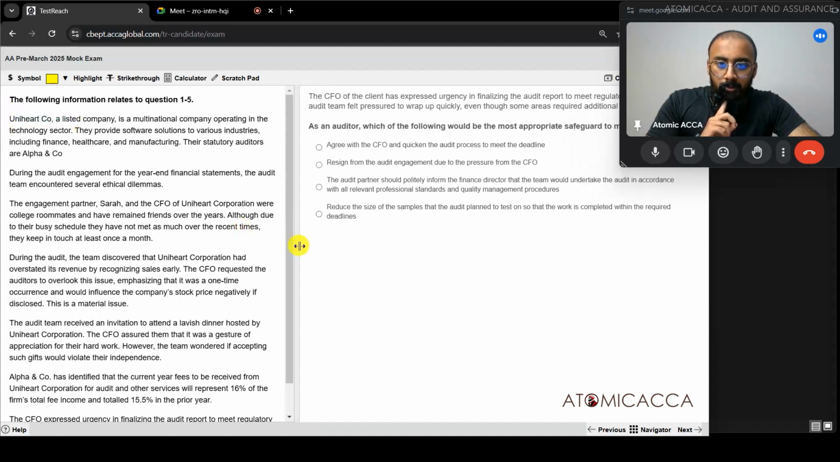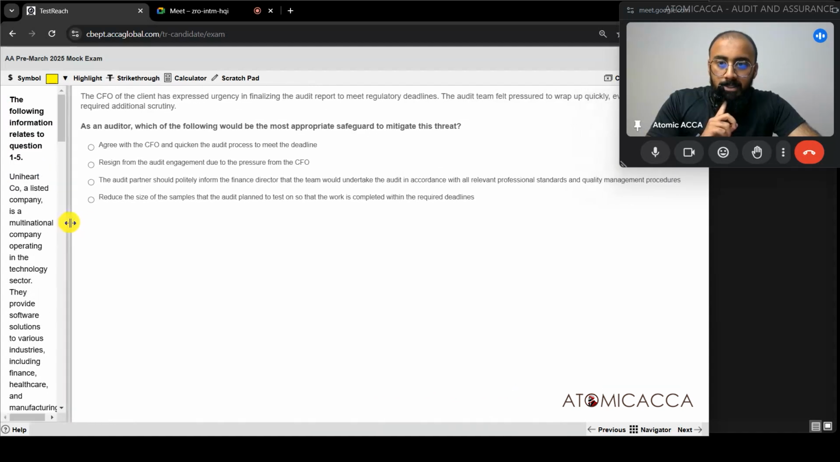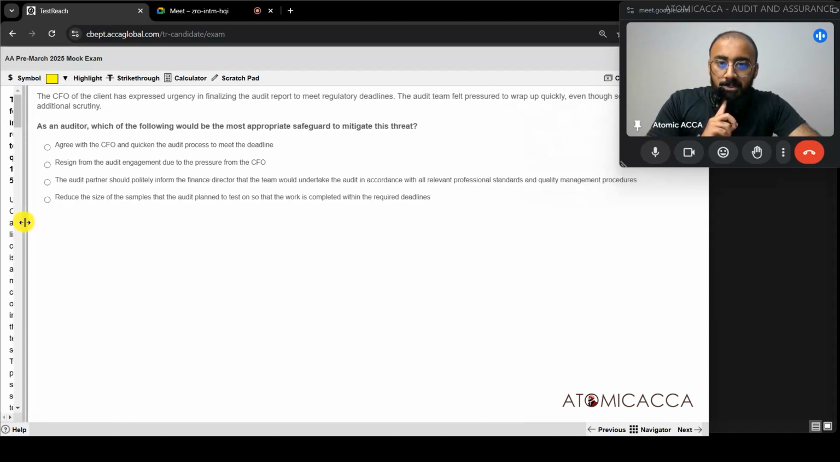Unihard company, okay, it's the same one. CFO of the client company has expressed urgency in finalizing the audit report to meet regulatory deadline. Audit team felt pressure to wrap up quickly, even though some areas needed additional scrutiny. As an auditor, which of the following would be the most appropriate safeguard to mitigate this threat?